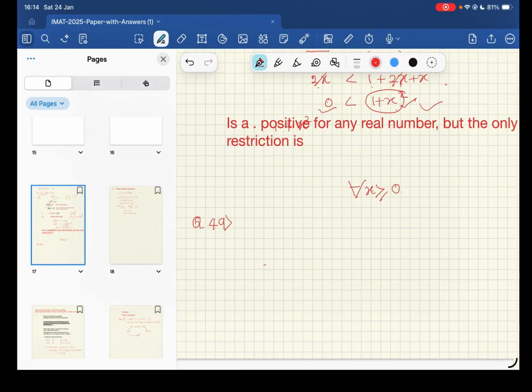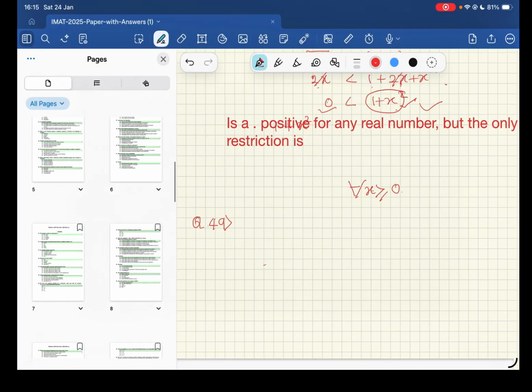It's a very simple question. So you must understand a function, what is domain and what is range and what is the restricted domain. If you are practicing IMAT questions these days, make sure to understand these fundamentals. These are very important for you to excel.